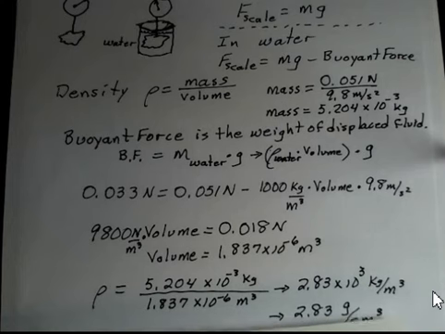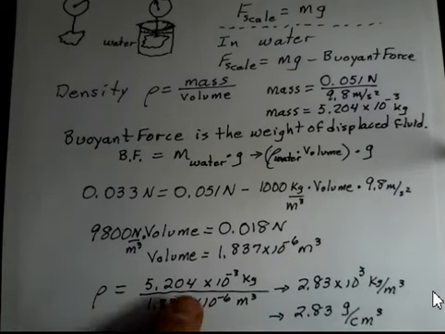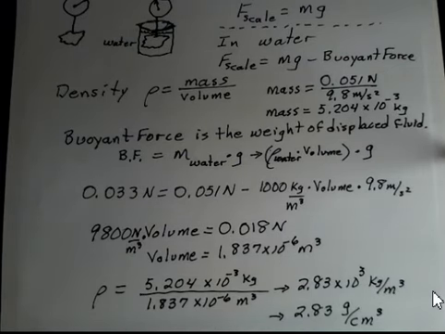We now have the information we need. We calculated the mass above for the rock. Now we have the volume, and we find the density of this rock, 2.83 times 10 to the third kilograms per cubic meter. To move to a more commonly used density unit, grams per cubic centimeter, we just drop the 10 to the third. That's the conversion. So 2.83 grams per cubic centimeter.